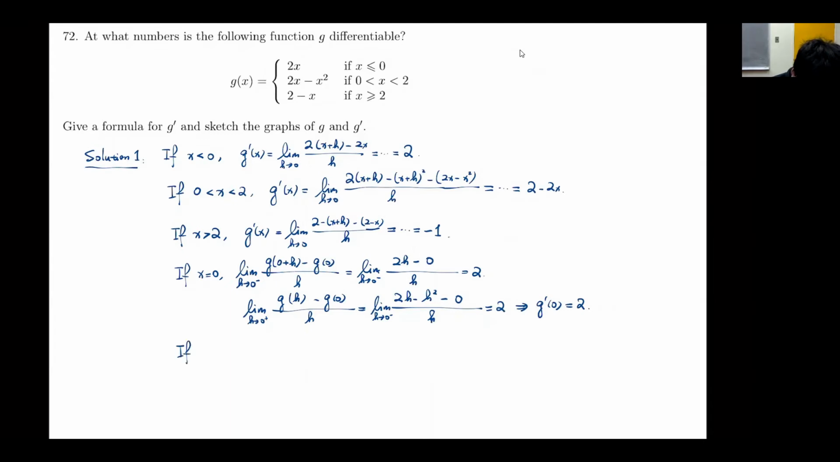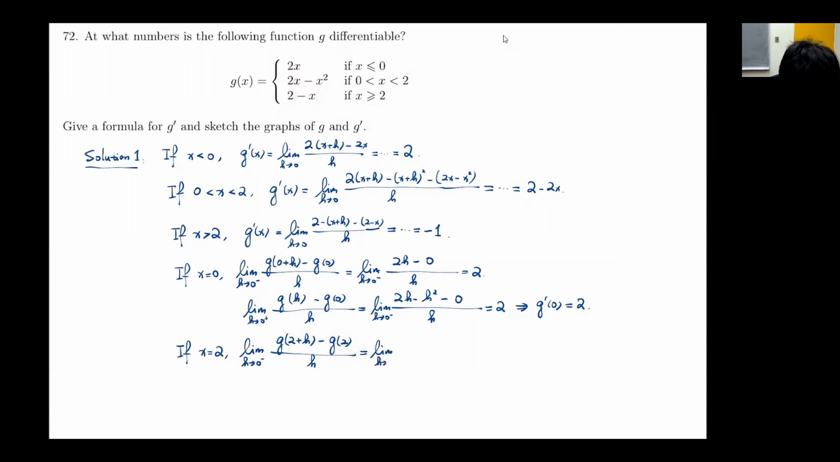At the number 2, again, let's look at the difference quotient. So now x equals 2, so it's going to be g of 2 plus h minus g of 2 divided by h as h approaches 0. Okay, let's look at the left-hand limit first. Because now 2 plus h is smaller than 2, we need to use this formula for g of 2 plus h. On the other hand, g of 2 invokes this formula over here. And if you plug in x equals 2, you can see that g of 2 equals 0. All right, so that's what we are going to get.